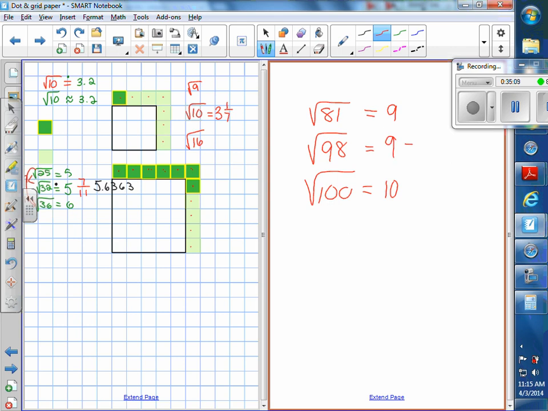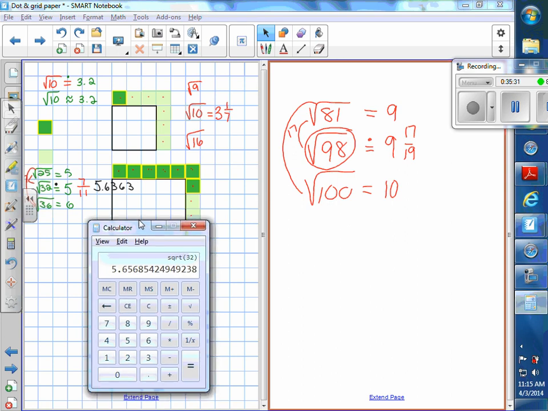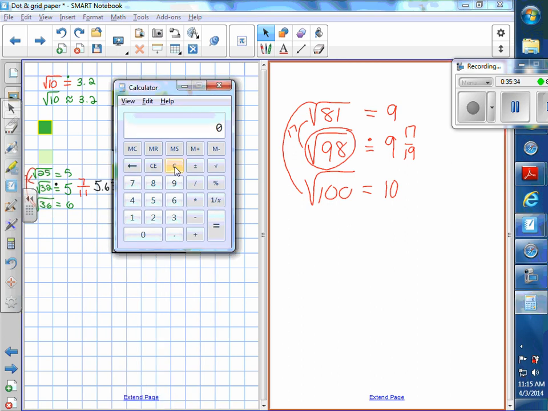Well, I have to add 17 squares to get to there, right? 17. But to get all the way to 100, I have to add 19 squares. So this is about, not exactly, remember this is the exact answer, this is about 9 and 17/19ths. So if I want to do the square root of 98, first of all, let's really get a calculator approximation. They say it's 9.899. That's the calculator.